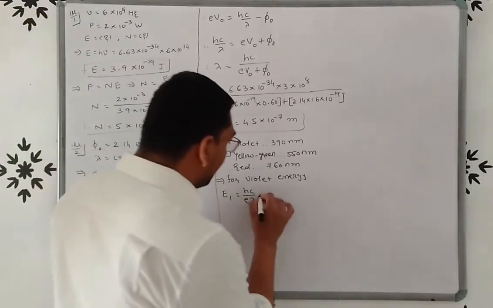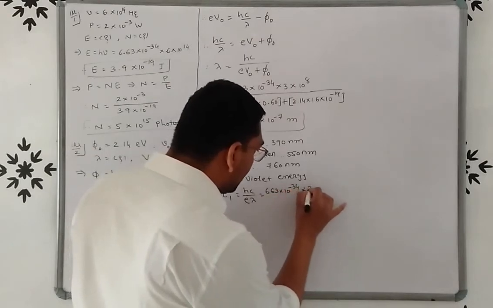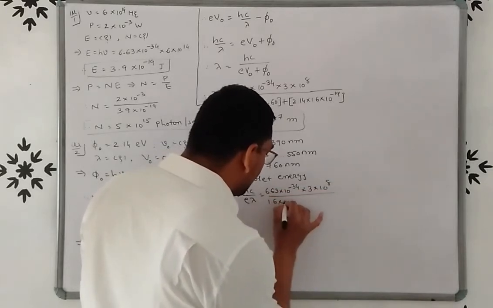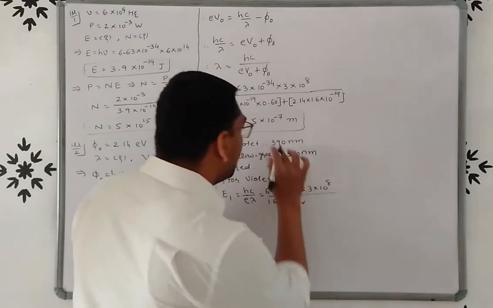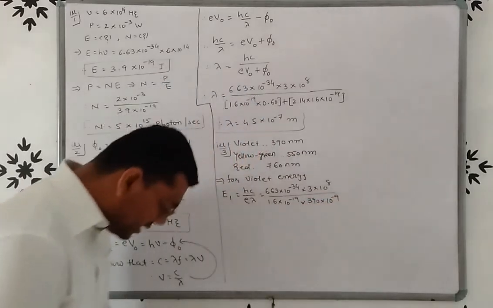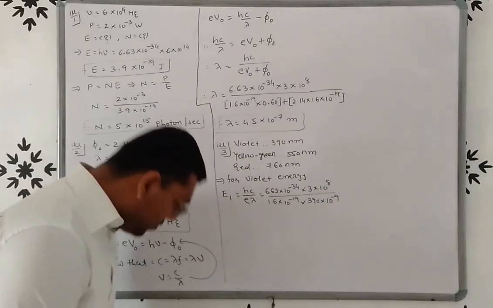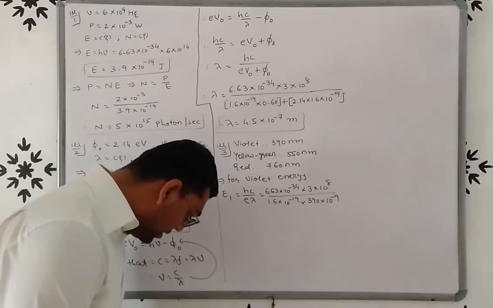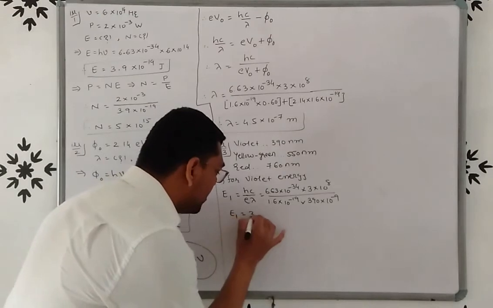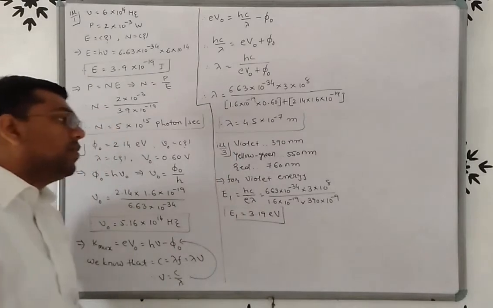So value of h is 6.63 into 10 raised to minus 34, c is 3 into 10 raised to 8, e is 1.6 into 10 raised to minus 19, lambda is 390 nanometer, converting to meter it is 10 raised to minus 9. So you will get energy 3.19. So E1 is equal to 3.19 electron volt. That is the energy for violet.